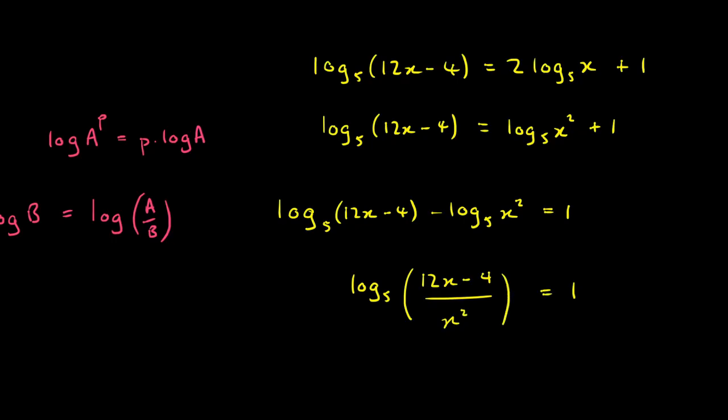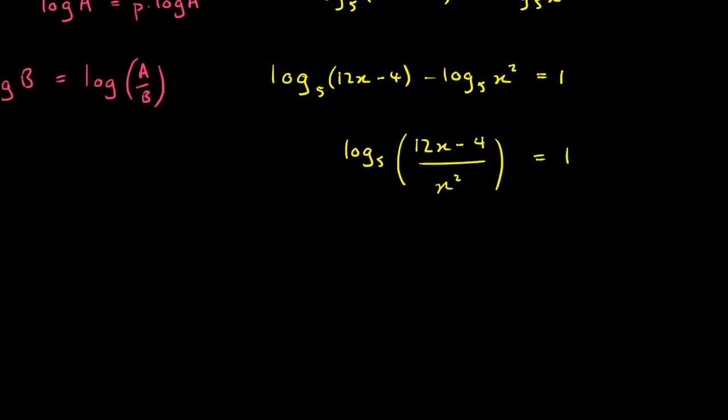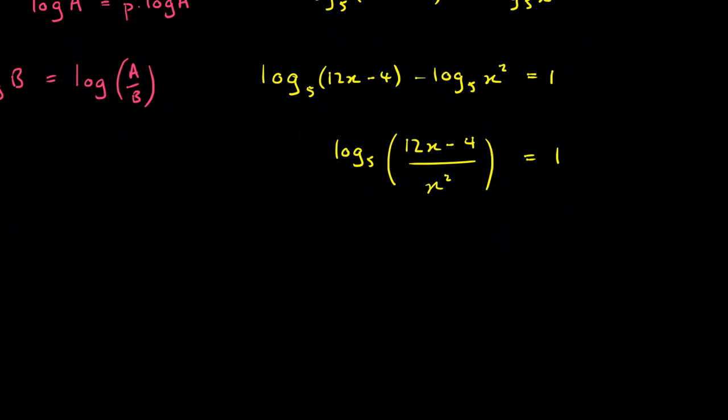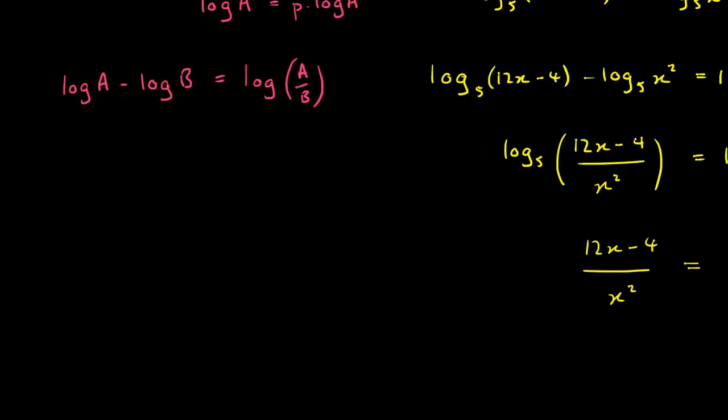is equal to 1. Okay, all right then, so we've only got a couple of steps left. I can now convert this into exponential form because I've got a base of 5 and a power of 1 must be equal to this. So I can rewrite this as 12x minus 4 over x squared is equal to 5 to the power of 1. Now, if you're not sure about that, that means you don't understand the key principle of a logarithm. A logarithm is just another way of writing an exponential.